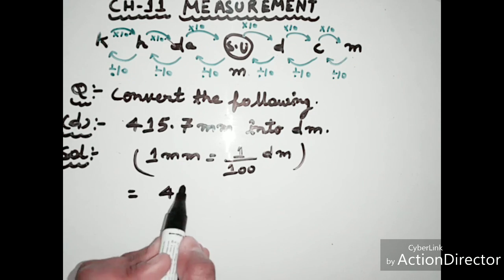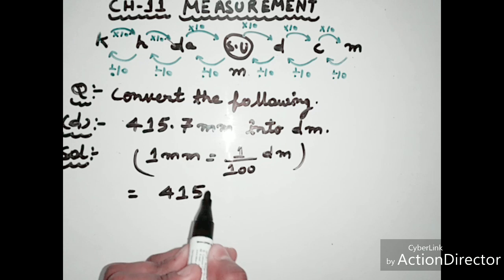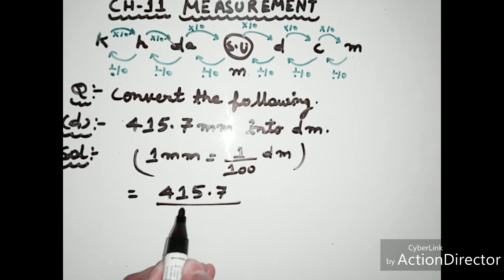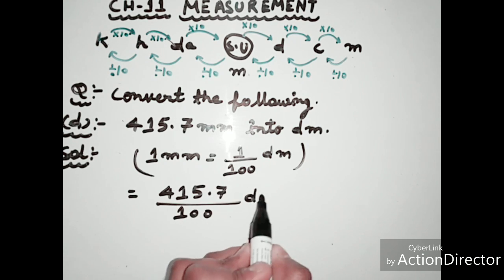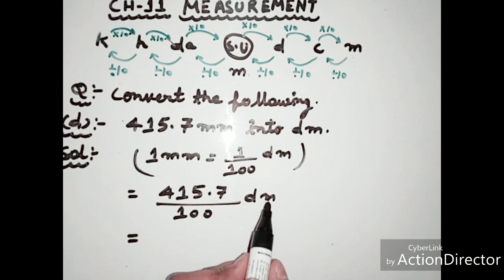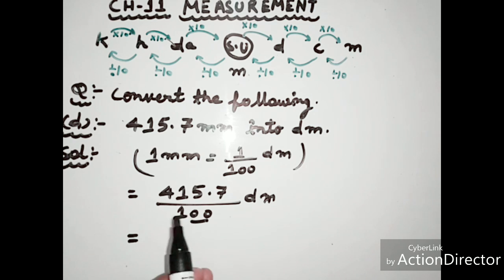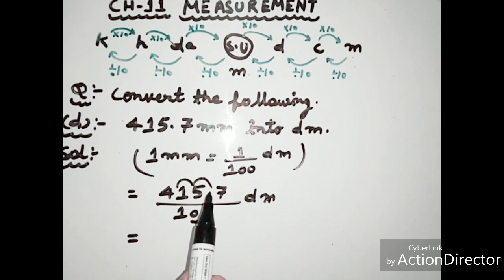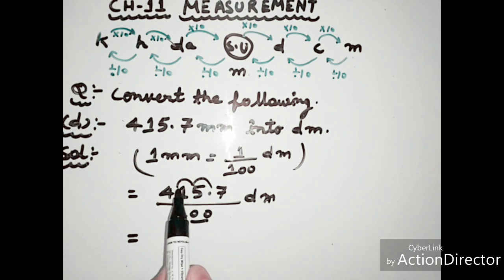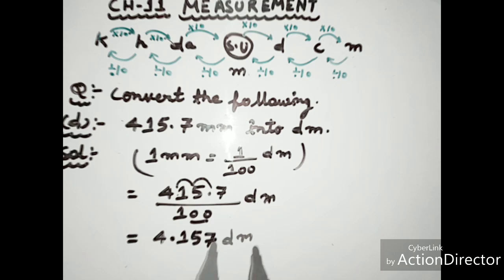So here 415.7 divided by 100 decimeter. So decimal place is here and denominator having 2 zeros, and dividing in decimal, it moves 2 places to left hand side, means decimal shifts from here to here, and we write 4.157 decimeter.